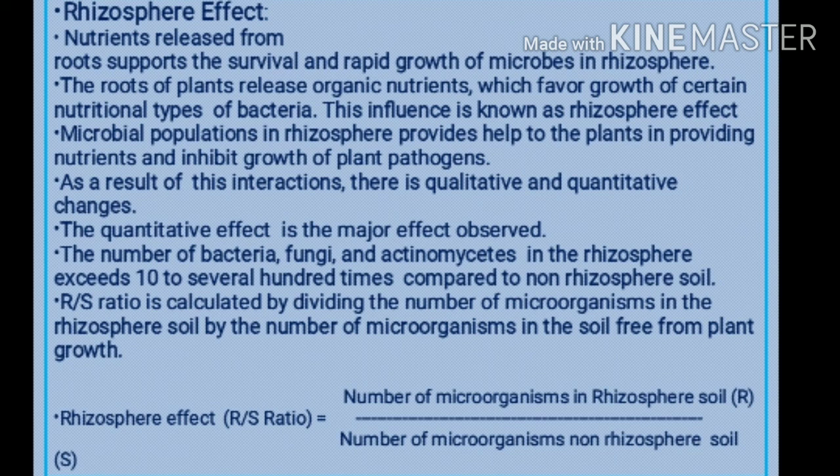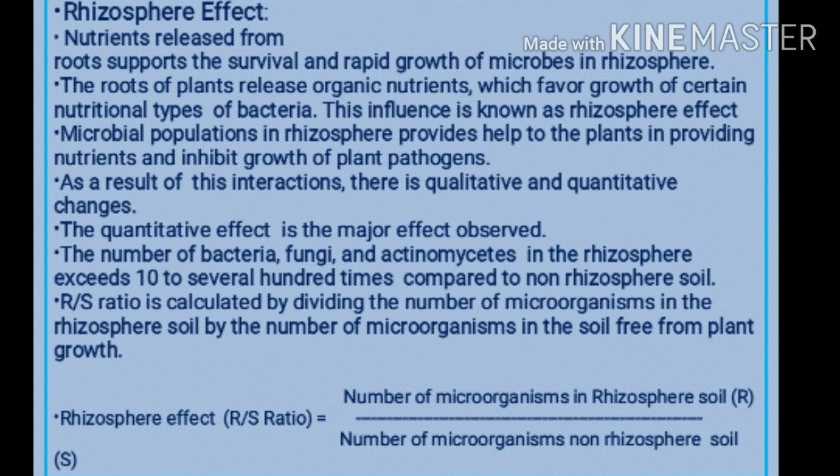The roots of the plants release several organic nutrients which favor the growth of certain nutritional types of bacteria. This influence is known as rhizosphere effect. As a result, these nutritional groups of bacteria grow rapidly and the microbial number increases in the rhizosphere. So this effect is known as rhizosphere effect.